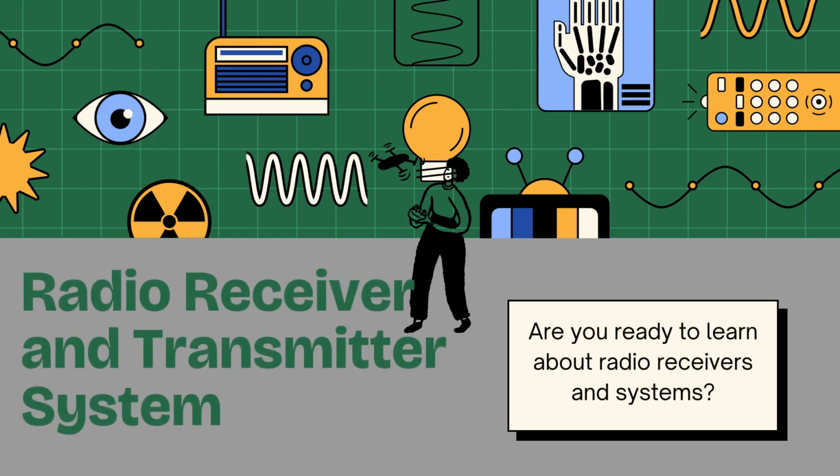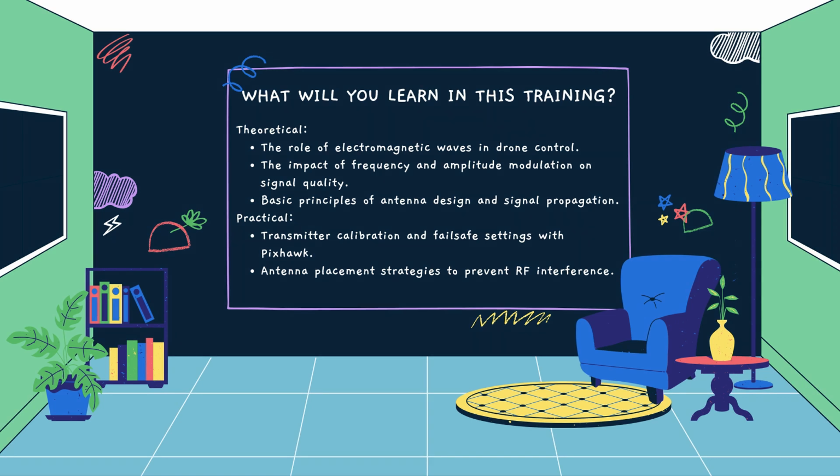Hello and welcome. Today, we will take a deep dive into the control and communication systems, the eyes, ears, and brain of unmanned aerial vehicles. This training is not just about pressing buttons on a controller. You will learn the physical behavior of signals, the mystery of electromagnetic waves, and why legal boundaries are crucial.